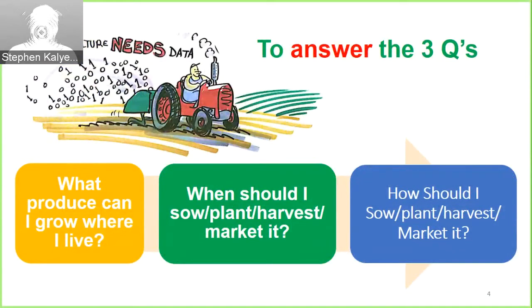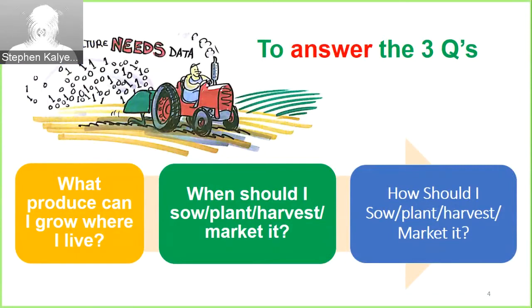Agriculture needs these questions to be answered. Ideally, farmers should start producing depending on the market demand, and this requires them to know how should I sow, plant, or harvest or market.